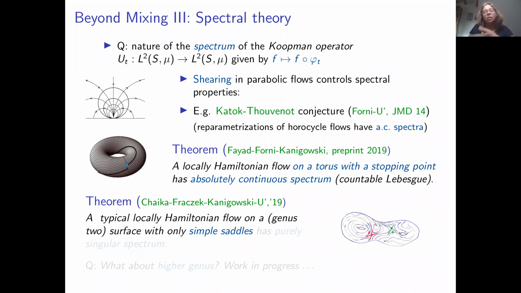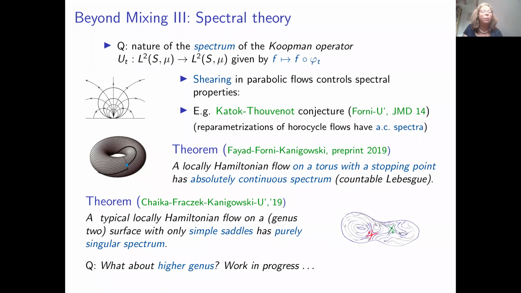And what happens if the surface has not genus 1, but higher genus? With John Chaika, Krzysztof Frączek, and Adam Kanigowski, we recently proved that in genus 2, if you have just simple saddles, you see a very different phenomenon. You can prove that the spectrum is the opposite. It's purely singular. Again, don't worry if you don't know the definitions, but I'm very excited now to try to complete this picture and to understand what happens in higher genus. And it looks like there might be a dichotomy, depending again on the type of singularities, on the spectrum.